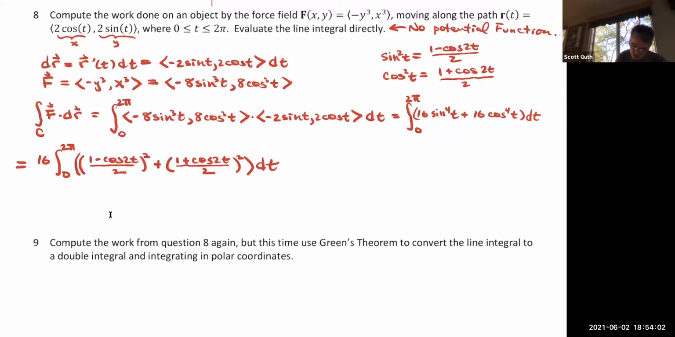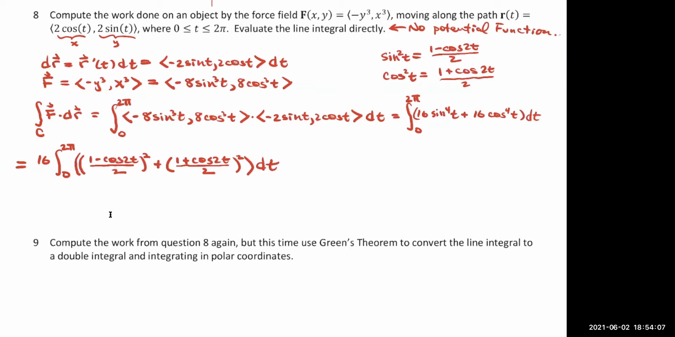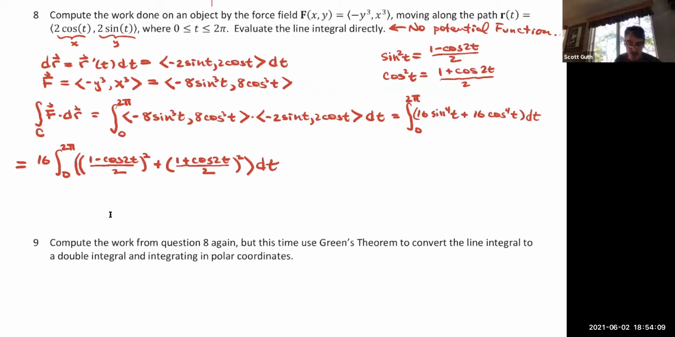Now the 2's are going to get squared in the denominator. That's a 4 on both denominators, which I'll bring out as a 1/4. So I think I'll write this as 16 with a 1/4 out with it. Okay, and then we got the 0 to 2 pi. And then unfortunately, I think I have to square this out. And so you're going to get the following.